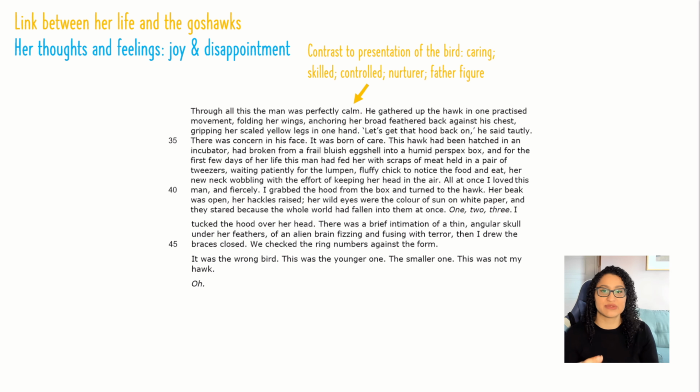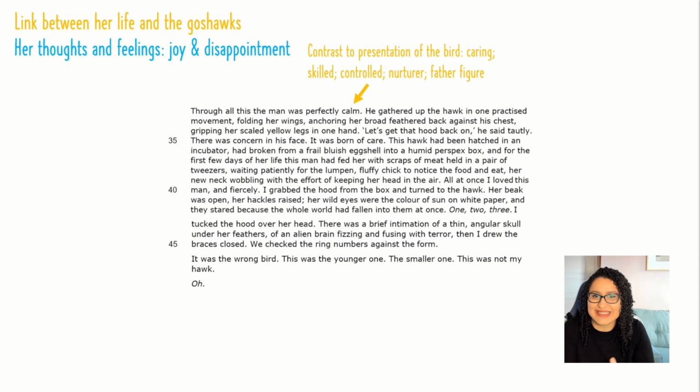Hatched in an incubator, had broken from a frail bluish eggshell. So of course the connotations between frail and bluish continue our vulnerability of the bird that we've talked about already. And he fed her scraps of meat held in a pair of tweezers. So that image of something incredibly skilled and caring and nurturing. Waiting patiently, that adverb showing his care again.